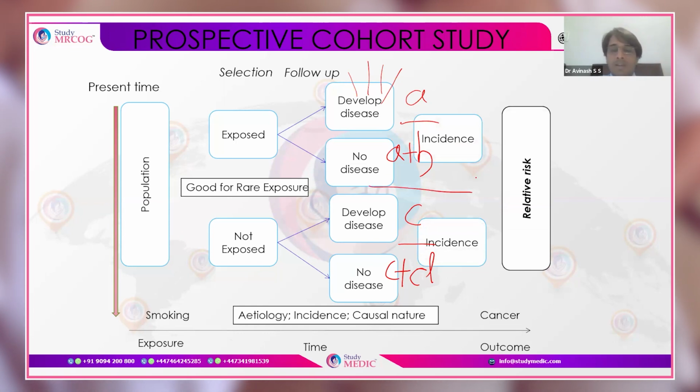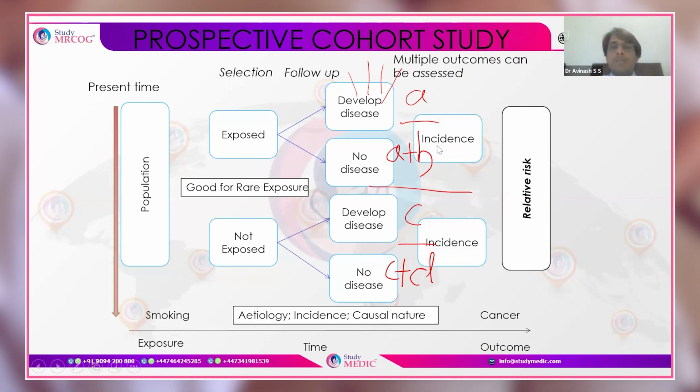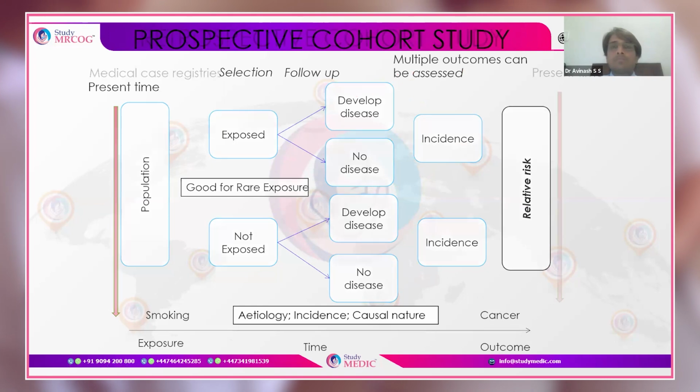So there is a follow-up here. So it is good to calculate the incidence and establish the etiology and the causal nature of the disease. So that is the usefulness of the prospective cohort study design. Multiple outcomes can be assessed.